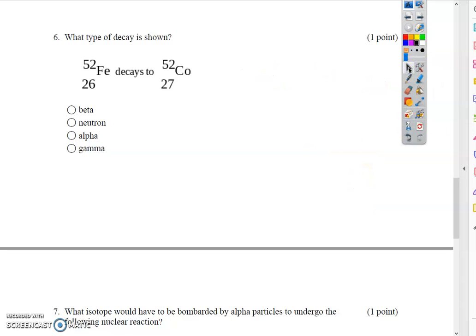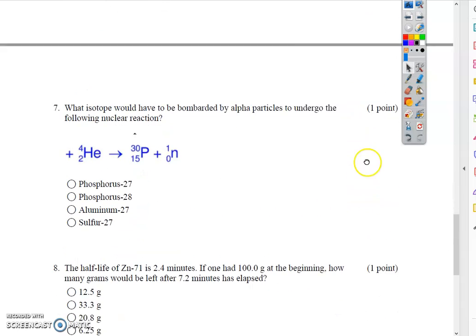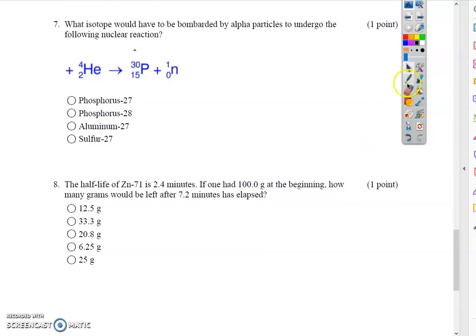All right, so remember when it says decay, it's one thing to the left of the arrow. Now, bombardment means you have more than one thing to the left of the arrow. And this is asking you what isotope, and we're going to fill in what goes here, would have to be bombarded by an alpha particle to produce phosphorus-30 and 1 neutron. Now, you still have to do the same general idea. The reactants added up have to equal the products added up.